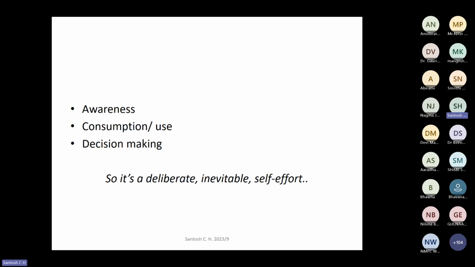We will have awareness because that is why it is displaying and exhibiting it: it just wants to create awareness about that particular vehicle. And this awareness helps us to consume or use it, because we take a decision whether to go for it or not. So showing what you have is a deliberate practice. It should be a deliberate practice, it should be inevitable, and it should be self-effort. It requires self-effort because nowadays it is inevitable that you showcase or share what you have. I'll just give a small example.